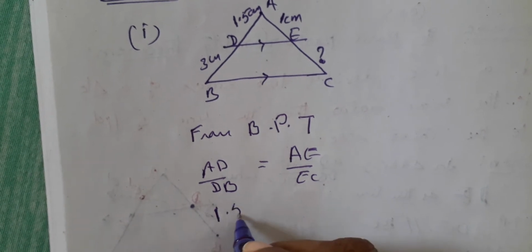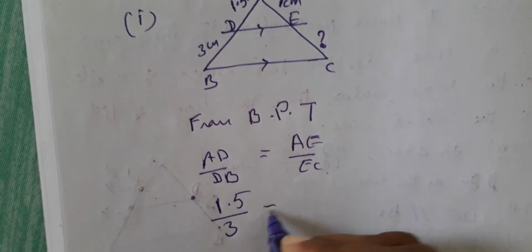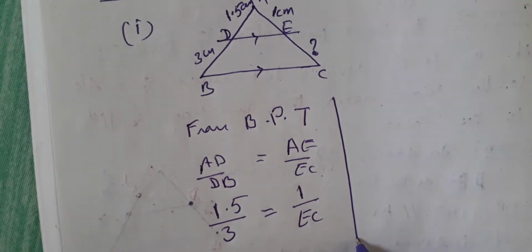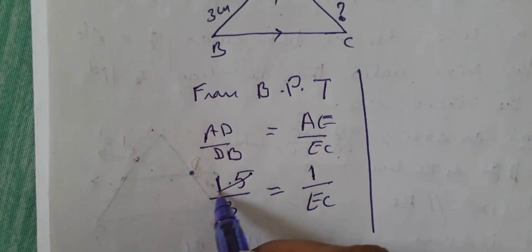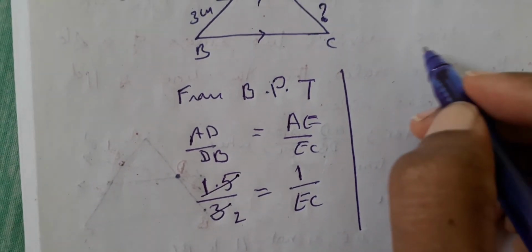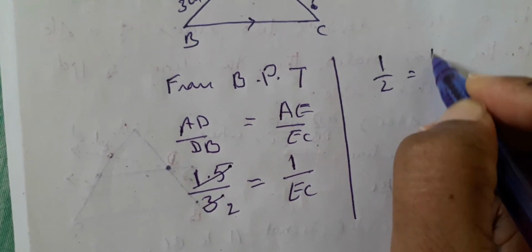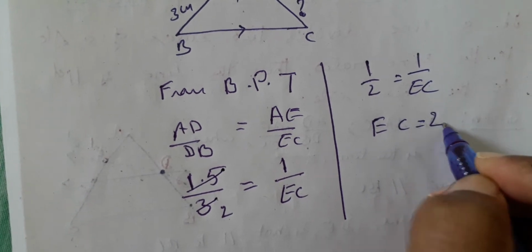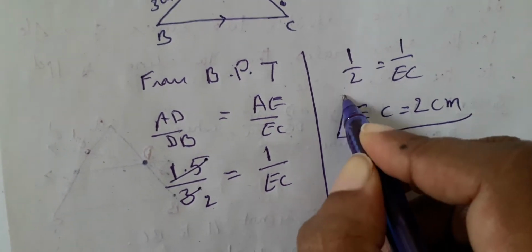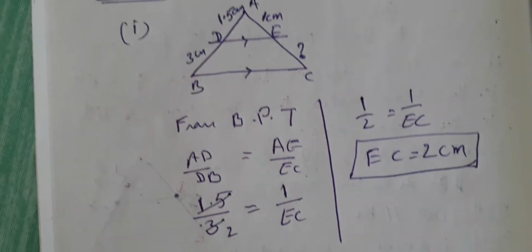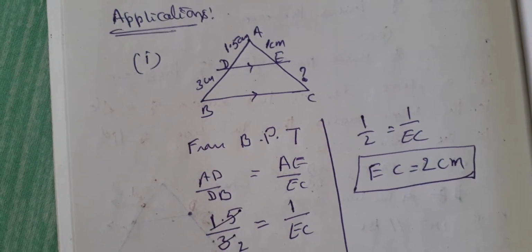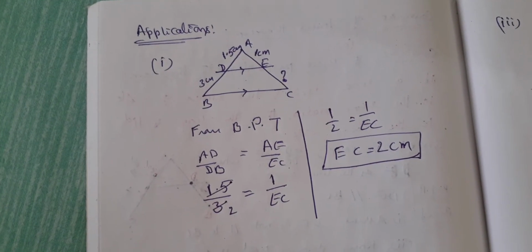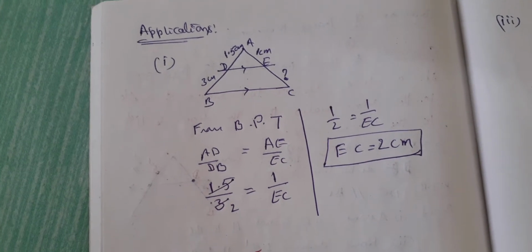AD is 1.5 by DB is 3, which is equal to AE 1 by EC. So 1.5 by 3 is 1 by 2. So 1 by 2 is equal to 1 by EC, or by cross multiplication EC is equal to 2 centimeters. So we got the value of EC as 2 centimeters. Clear, children? Please take a screenshot. Very simple. If you understand the logic, it is very simple.